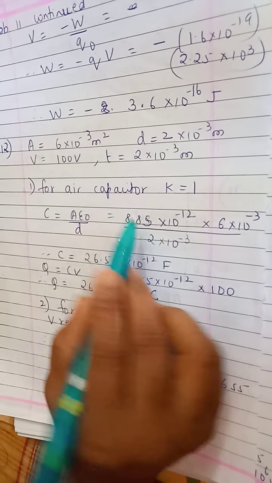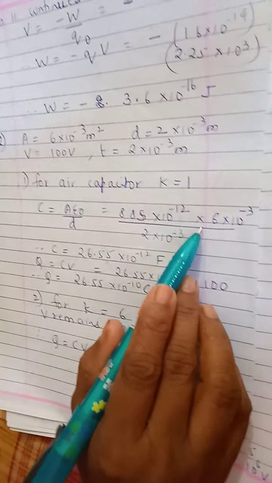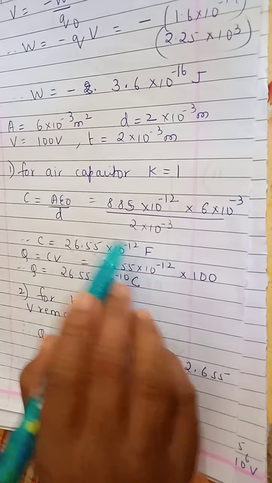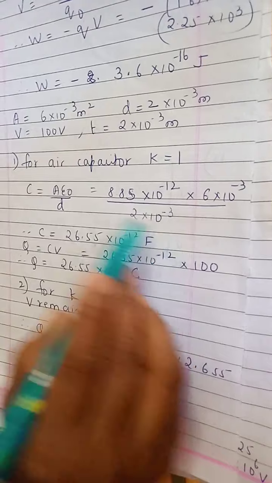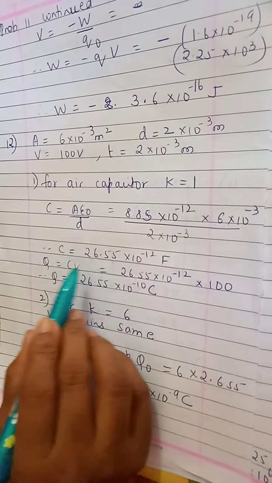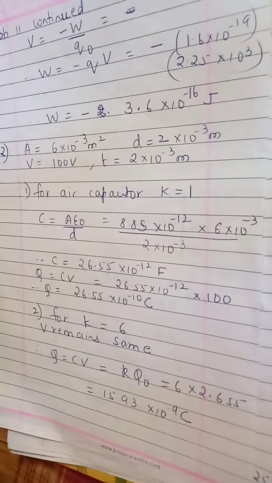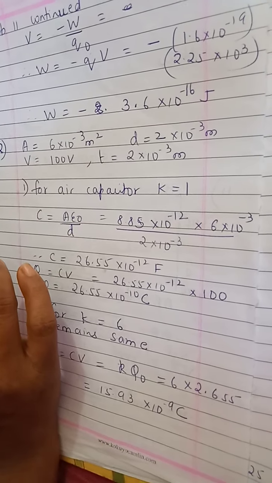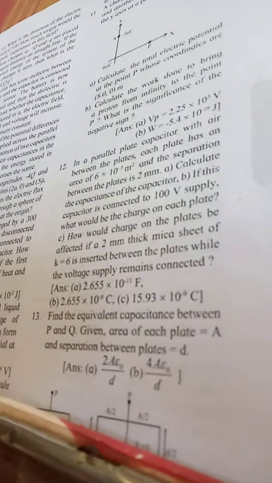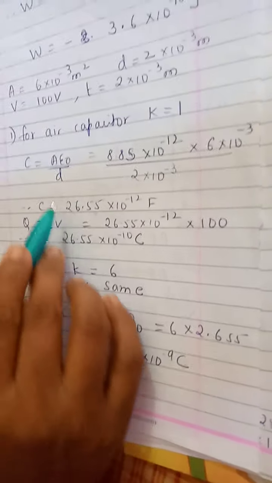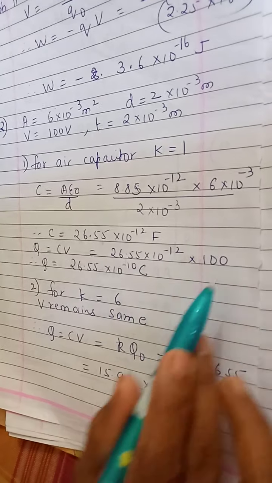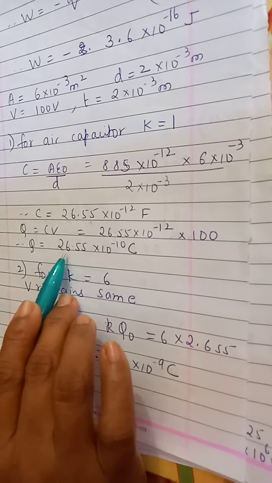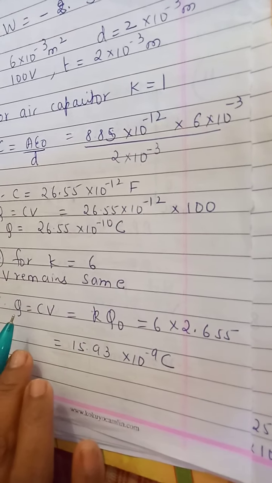A is area, 6 into 10 raised to minus 3. Epsilon naught is 8.85 into 10 raised to minus 12. And distance between them is 2 into 10 raised to minus 3. So C, solve it. It comes out to be 26.55 into 10 raised to minus 12 farads. Second, if the capacitor is connected to a 100 volt supply, what will be the charge on each plate? Q is equal to CV. Formula. C is given, 26.55 into 10 raised to minus 12. V is 100. So Q is 26.55 into 10 raised to minus 10 coulomb.